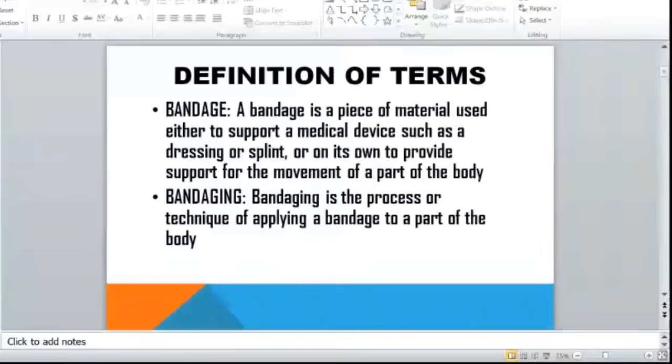You can jot if you want, because there are some things I'm going to be saying that are not in the slide, in order to avoid the slide being too voluminous. So have your pen and paper and jot. We use it to apply pressure to control bleeding. You can use it to immobilize a body part.